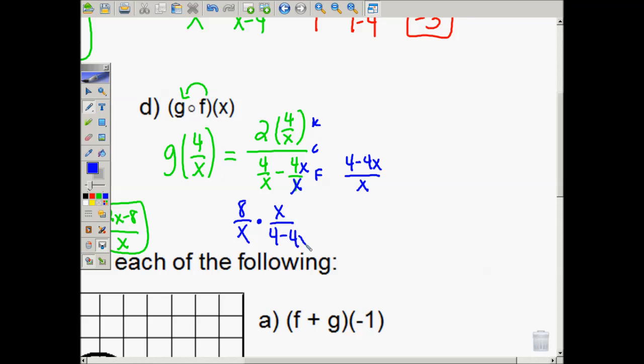Beautiful. And what can I do now? I can reduce some stuff, right? What can I reduce? The 8 and a 4. And so the 4s can become 1s, right? Why is that? Because 4 and 8 have a GCF. 4 divided by 4 is 1, and 8 divided by 4 is 2.